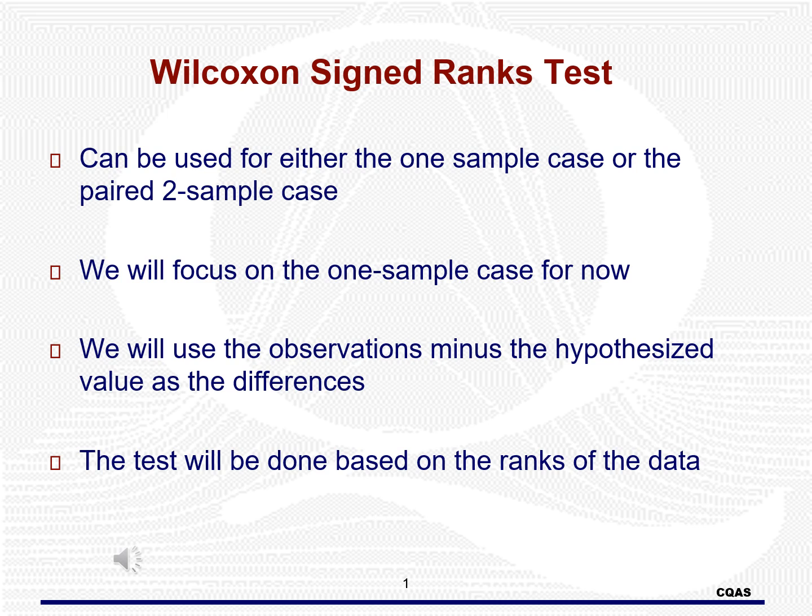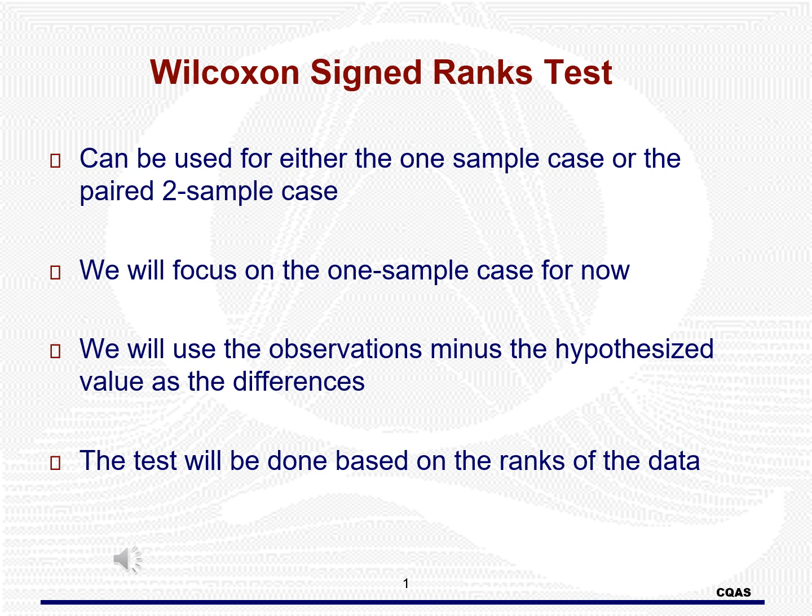The Wilcoxon signed rank test is the one-sample non-parametric test based on the ranks of the data. It can also be used for two-sample paired testing. We will talk about that next week. We will create the differences by subtracting the hypothesized median value from each observation.